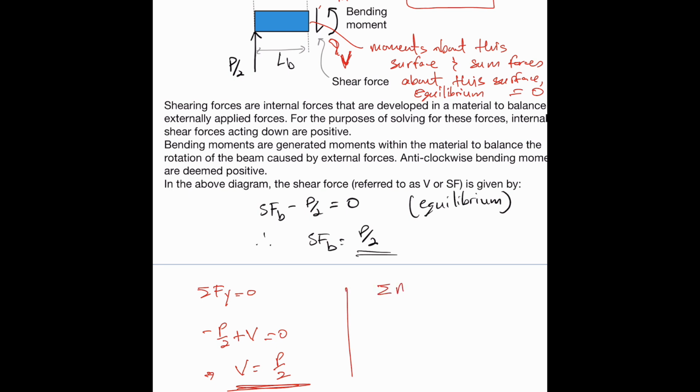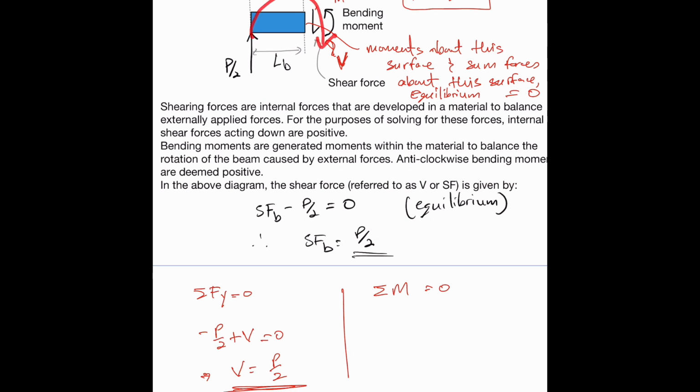Next up is the sum of moments, and we say the sum of moments equals 0. So we take moments about the surface here. P on 2 about that surface will be going clockwise, so it is minus P on 2 times LB. M is anti-clockwise on the surface, equal to 0. So your bending moment, therefore, is minus P on 2 LB. So that is your bending moment and your shear force about that point.